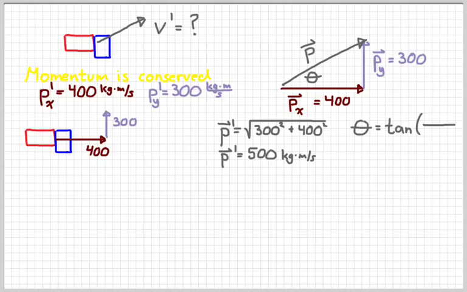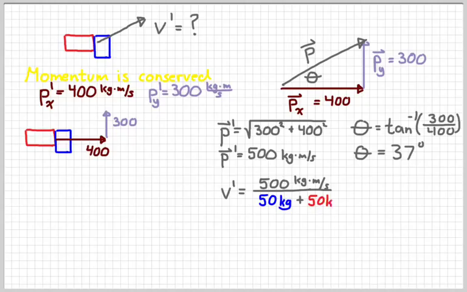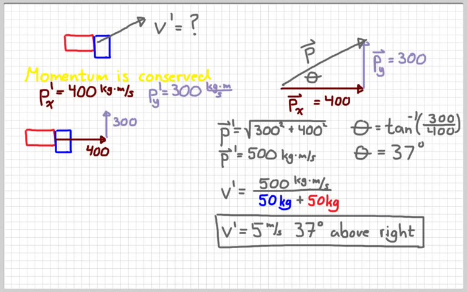Likewise, we can find the angle using the inverse tangent. Take the inverse tangent of 300 over 400, and you'd get the familiar 37-degree angle. Since I want to know the velocity, I'm going to take that momentum, divide by the mass of the system, so be sure to add the two objects' mass together, and just divide, so we would get a new velocity of 5 meters per second, and then don't forget about the direction. It's going at a 37-degree angle above horizontal or above the right.